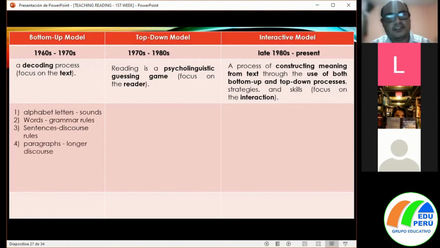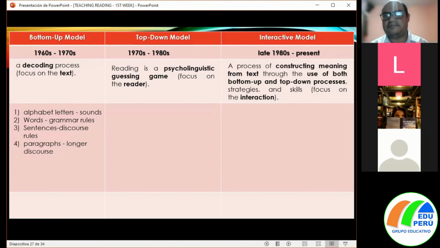In the bottom-up, it's focused more on the alphabet letters, sounds, words and grammar rules, sentences, discourse rules, paragraphs, and longer discourse. Notice that it's focused more on the text, on the formal features of the language. You decodify. In order to decodify, you need to identify the letters and the spelling patterns and the grammar structures and so on, because you're just going to decodify it and reproduce it.